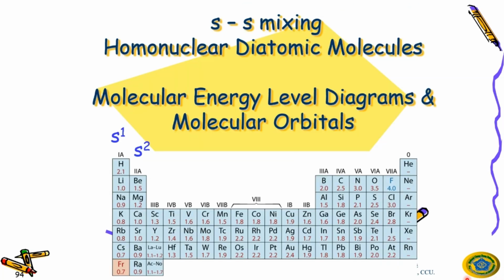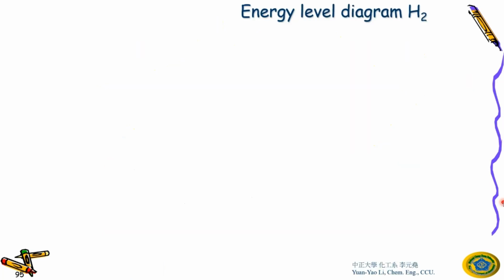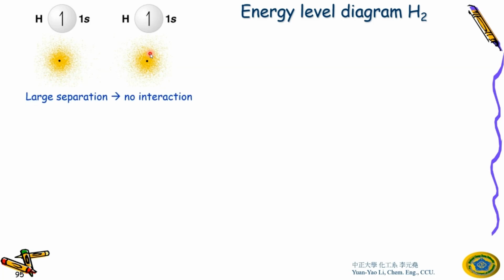So let's think of hydrogen first. Let's use the easiest example to understand the orbital and the energy. We have two hydrogen atoms. They are very far away from each other, so there's no interaction between them. We understand there's one electron in the hydrogen on the left hand side and one electron in the hydrogen on the right hand side. If we have a large separation, that means there's no interaction, right?